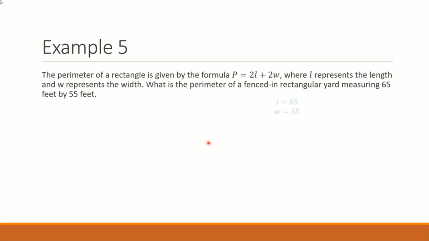So first, start off with what's given. You know that the length is equal to 65 and the width is equal to 55. Now you can switch those around. Typically the width is going to be the shorter amount, where the length is going to be the longer amount. And then write down the formula as is. Don't plug anything in yet. Just write down the formula.